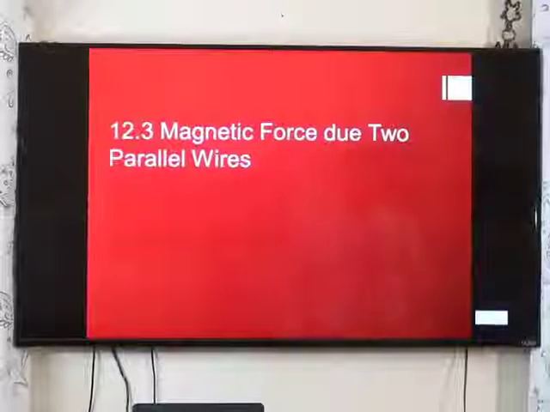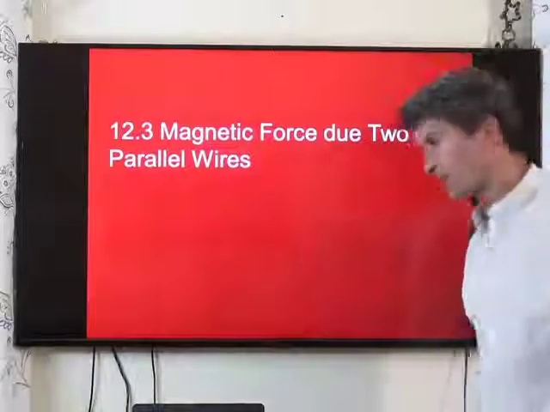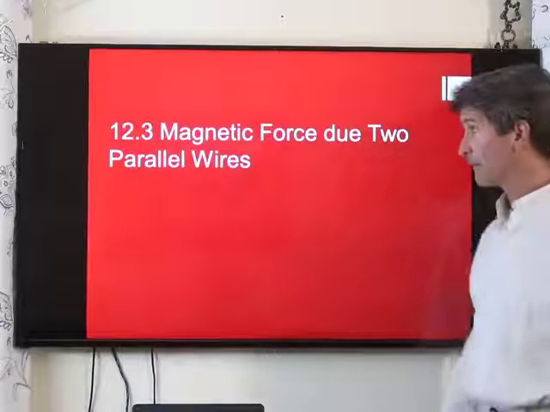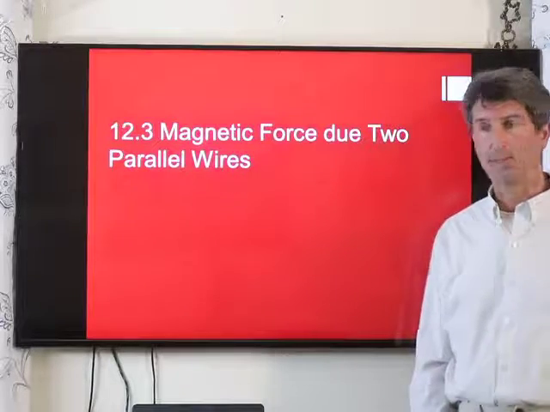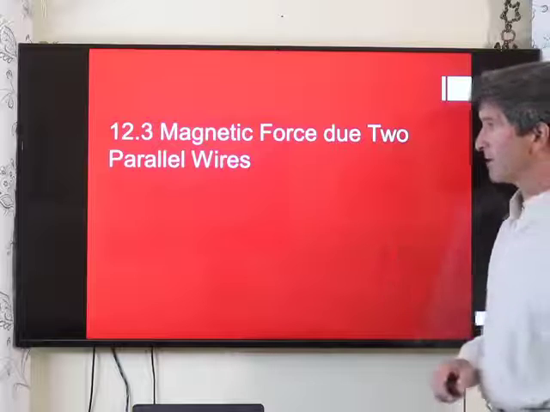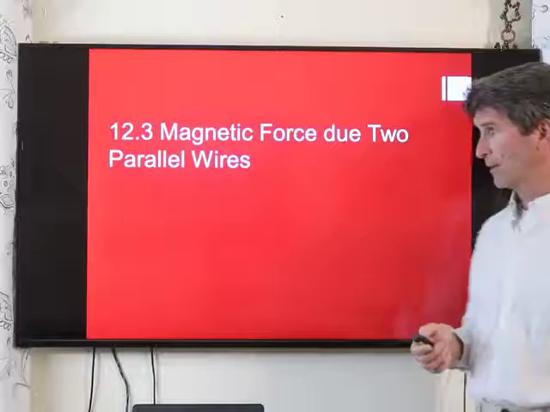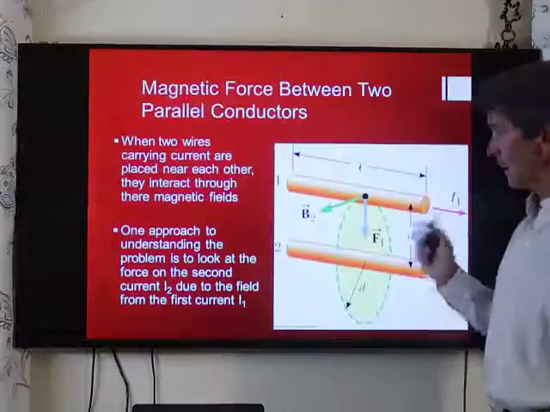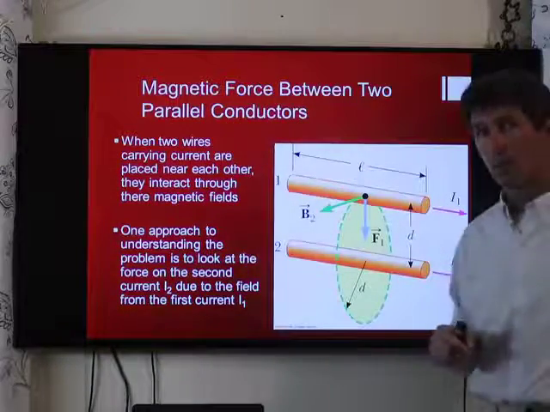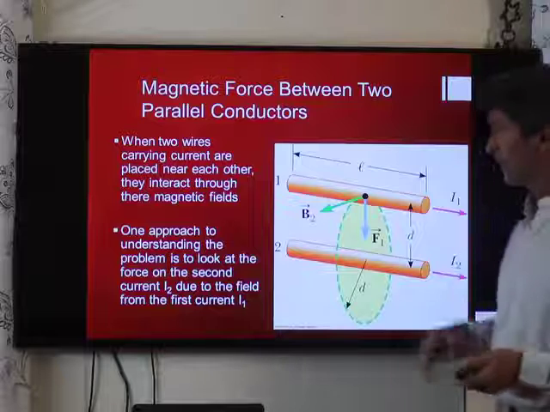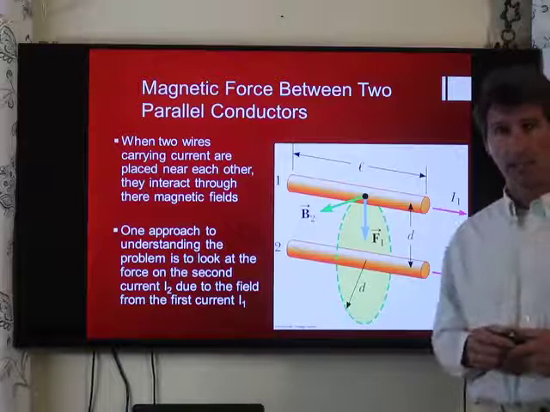Okay, let's merge two concepts together: one concept from the previous chapter and one concept we just went over in 12.2. We wanted to look and see what the magnetic force is between two parallel wires. Now, when we think about two parallel wires, we know that they're going to interact. Each wire produces its own magnetic field.